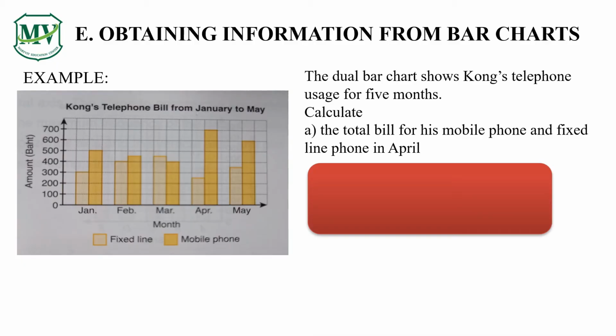Now, let us learn how to obtain information from bar charts. The dual bar chart shows Kong's telephone usage for 5 months. Calculate the total bill for his mobile phone and fixed line phone in April. So his fixed line phone bill in April is 250 baht. His mobile phone bill in April is 700 baht. So the total bill is 950 baht.